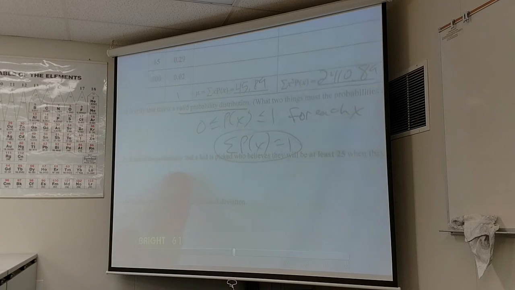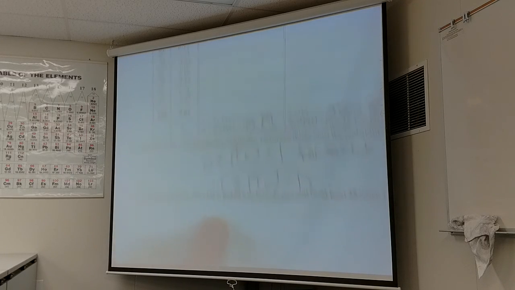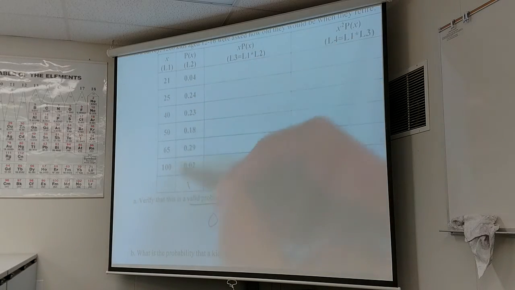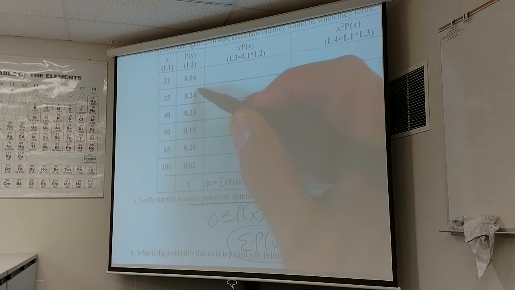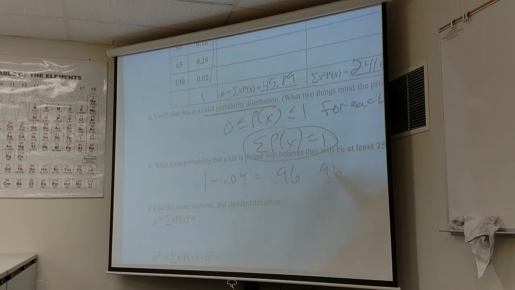Now, this is a question I just asked to make sure you can read the table. What's the probability that somebody thinks they're going to be at least 25 when they retire? There's a shortcut and a long cut. So what percentage of kids thought they would be at least 25? 96. Yeah, you can add all these up, or you could just do 1 minus that. So either way, you should get 96%.